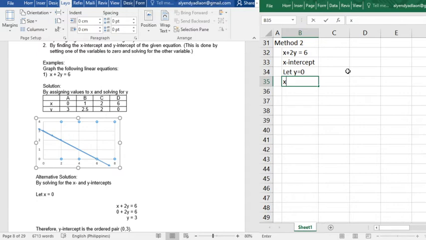So, x plus 2 times 0 equals 6. So we have x, and then there is no amount left because 2 times 0 equals 0. So x is now 6. Meaning, if y is 0, x is 6. Now next is to find our y-intercept.